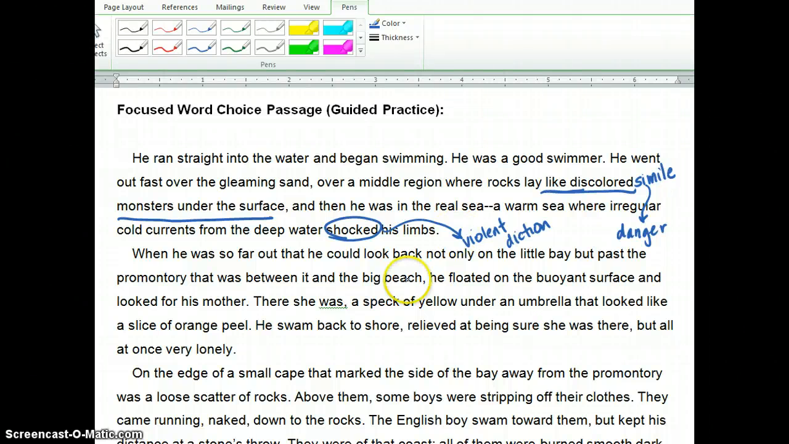Interesting to me here is his word speck to describe his mother. Speck, in terms of diction, connotes something insignificant.